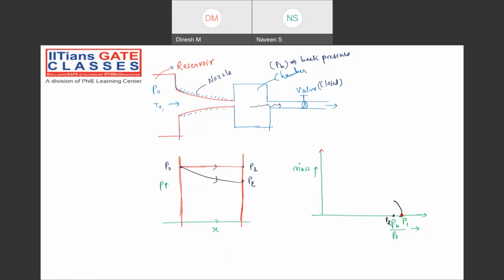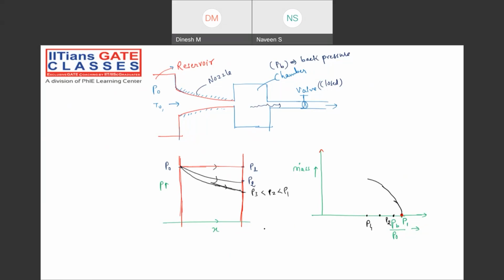The mass flow rate will start increasing, right? Again, if I further open the valve to the pressure P3, then what will happen? Here P3 is less than P2, and P2 is less than P1. What will happen? Again, the mass flow rate will increase. Suppose I maintain P4, again the mass flow rate will increase.